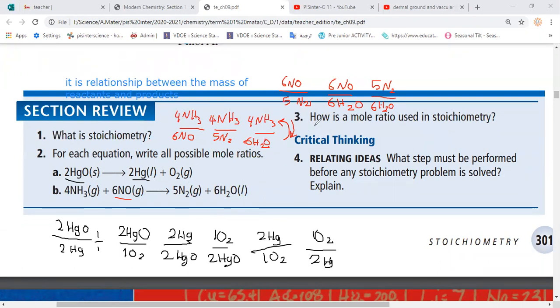Then we'll pass here to question number 3. How is a mole ratio used in stoichiometry? So the mole ratio, how could we use it in stoichiometry, guys? Who can answer this question? Yes, Knuz? Answer question number 3, please.